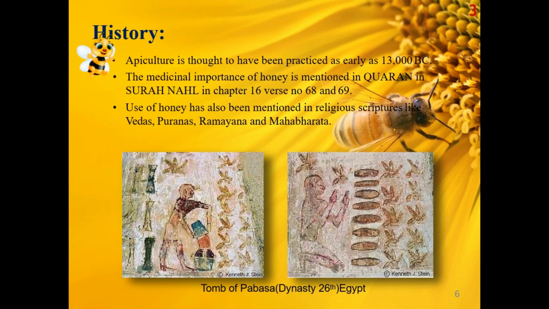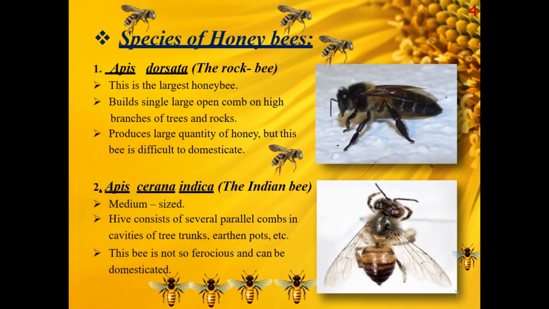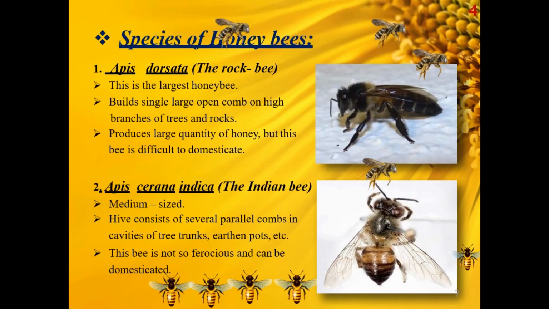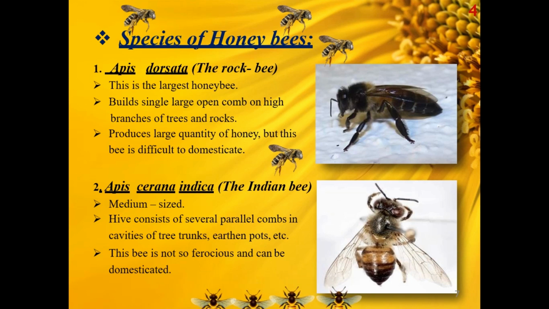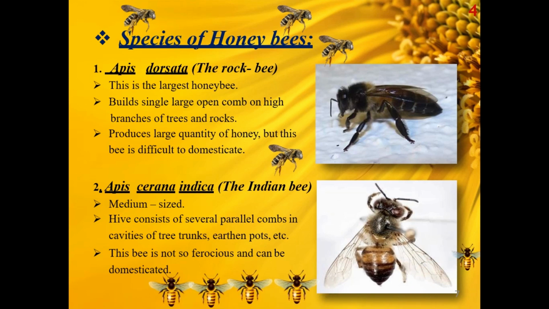Now I'm showing you the species of honeybee. Now I'm showing you the four species of honeybee. Apis dorsata. This is the type of bee I'm showing you. This kind and this kind, there are two types.